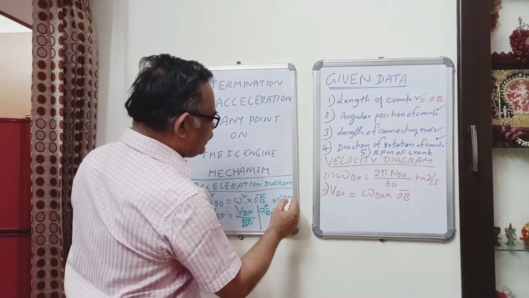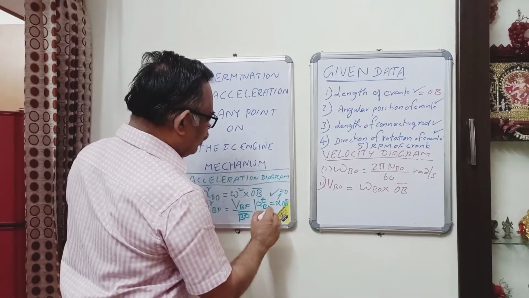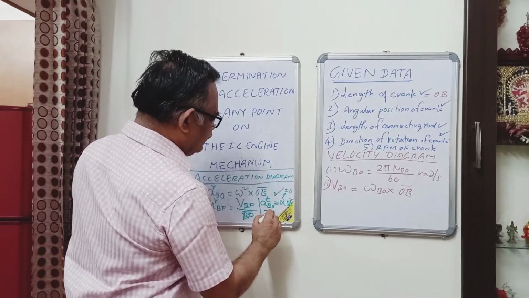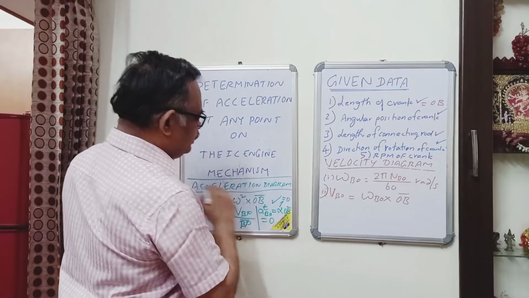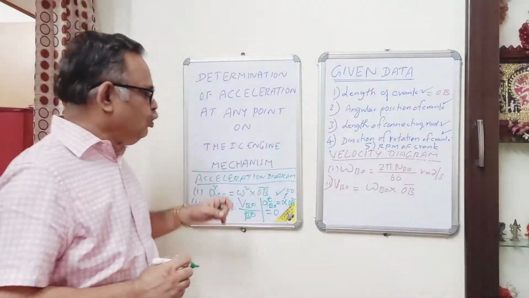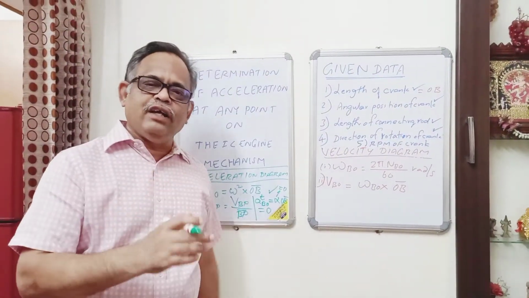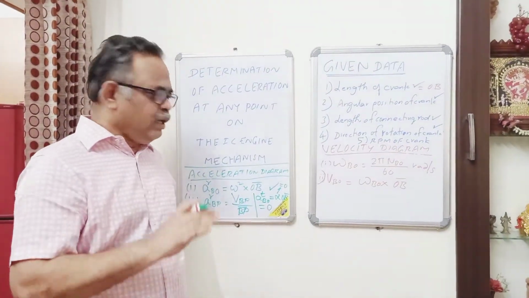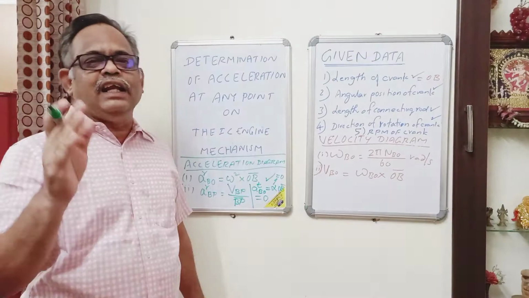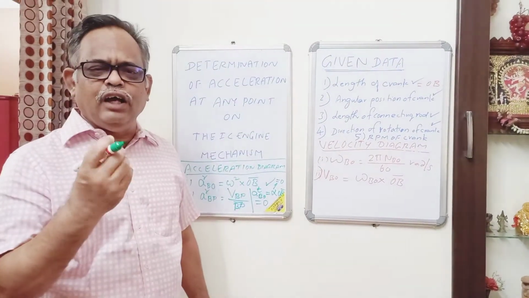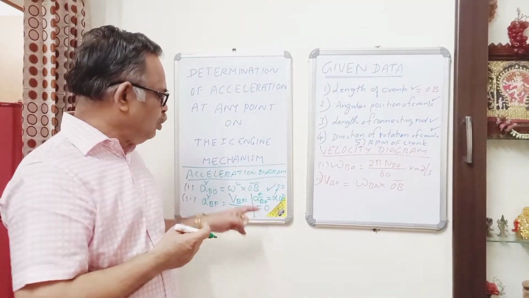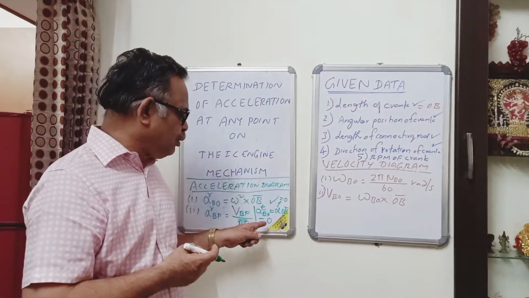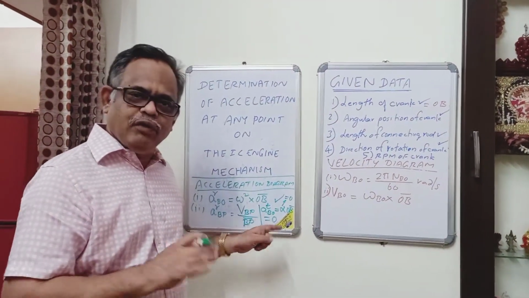So angular acceleration is 0, and as alpha is 0, A tangential with respect to BO is 0. Normally the crank will be rotating at uniform angular speed or RPM, and that RPM will not drastically change in a very short time. So normally angular acceleration is assumed to be 0, and A tangential BO is 0.